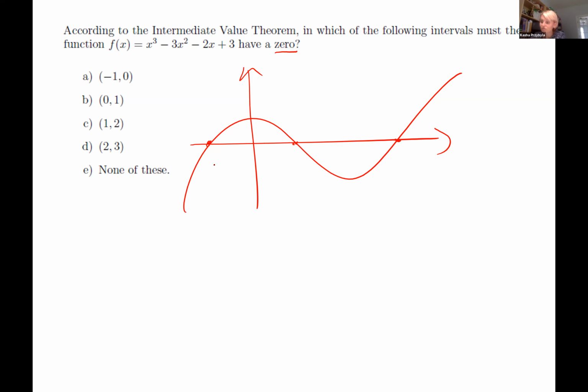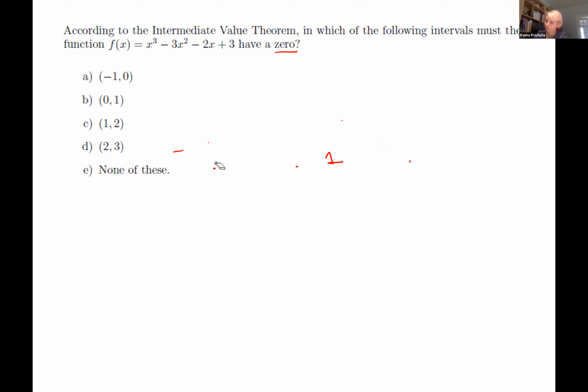Now I don't have to find exactly what the zero is, but I have to make sure that this zero is maybe between -1 and 0, because that's -1, that's 0. I have to check that. Maybe here between 0 and 1, maybe between 1 and 2. I have to make sure that my intercept is in one of these intervals. That's how we can check this. This is a nice way to apply the theorem. I know that this function is definitely a continuous function.